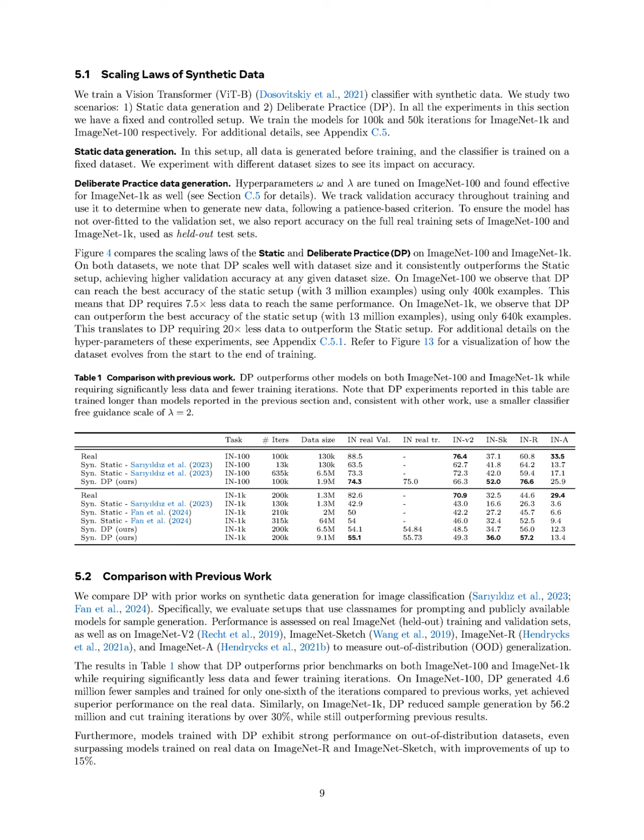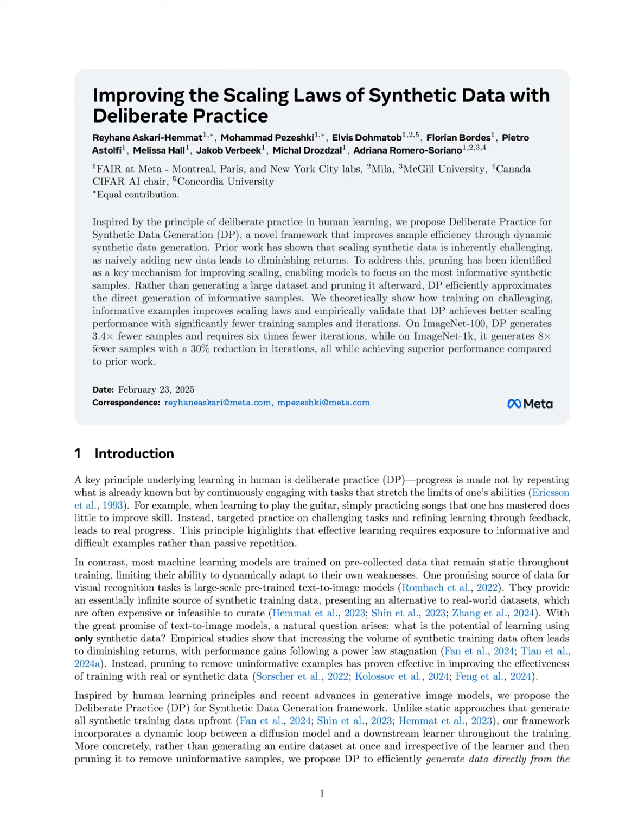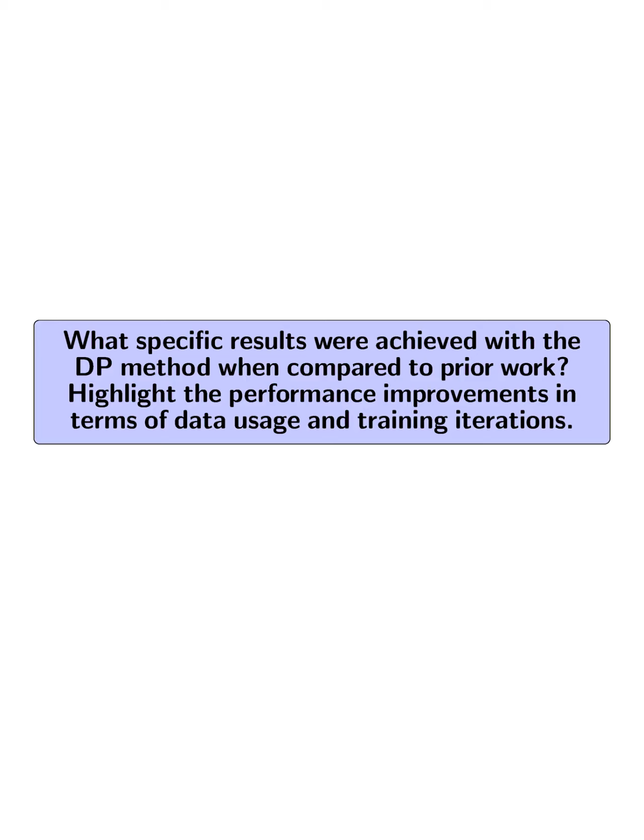Metrics assessed included validation accuracy and generalization performance on out-of-distribution datasets, such as ImageNet R and ImageNet Sketch, where DP demonstrated improvements of up to 15% over models trained with real data. The results indicated that DP not only required significantly less synthetic data and fewer training iterations, but also achieved superior performance, confirming its effectiveness in generating informative examples dynamically. What specific results were achieved with the DP method when compared to prior work? Highlight the performance improvements in terms of data usage and training iterations.